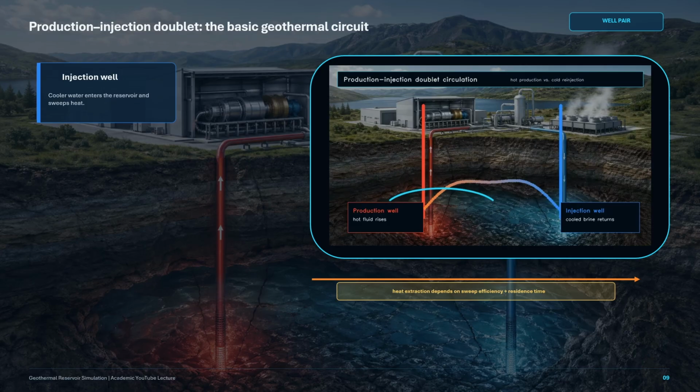This sounds simple, but the details are challenging. If the wells are too close, or if a high permeability fracture connects them directly, the cold front may arrive too early. If the wells are too far apart, circulation may require excessive pumping. Simulation helps us design the balance.